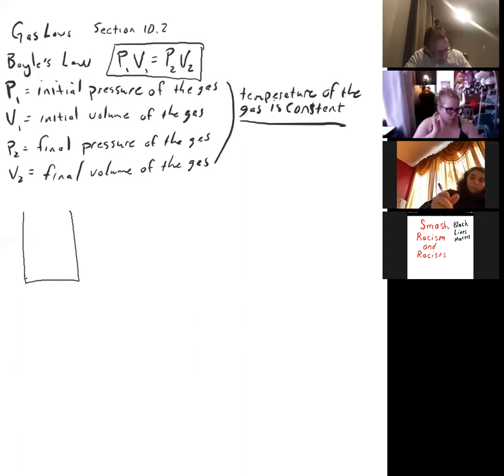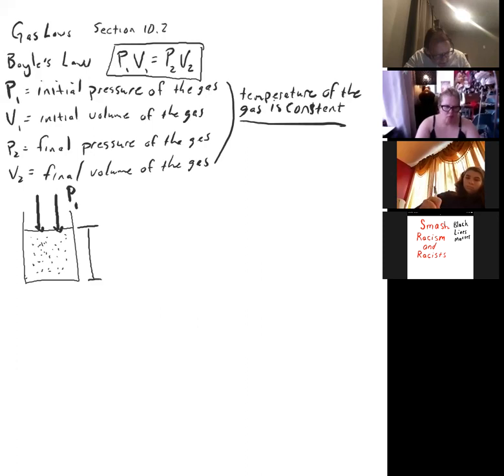Imagine you've got a gas and there's a pressure pushing down. So I'll write that as P1. You can think of it as a force, essentially, pushing down on the gas. You've got the gas in here. And this is your initial volume. This is V1. This is how much space the gas is taking up. If you know what P1 is and you know what V1 is, you can multiply those two values to get the product.